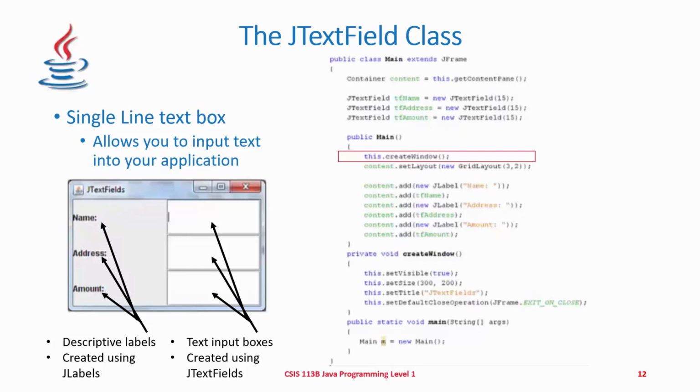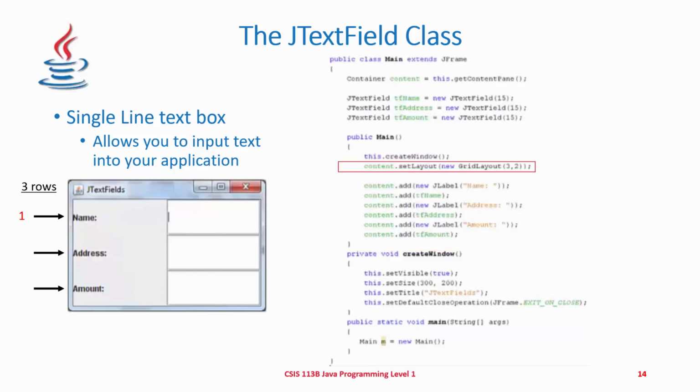You can see that we're calling a method that we created down below there, which is the create window method. And we just set it up so that we do all the basic window creation tasks there in that method. So you can see it's setting visible to true, setting the size to 300 by 200, the title to JTextField, and then handling the default close operation so that the button will exit our program on close. So then we've got the content.setLayout method where we're passing to it a new grid layout, 3 rows and 2 columns.